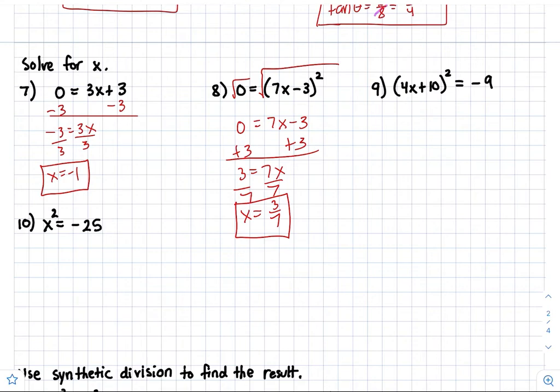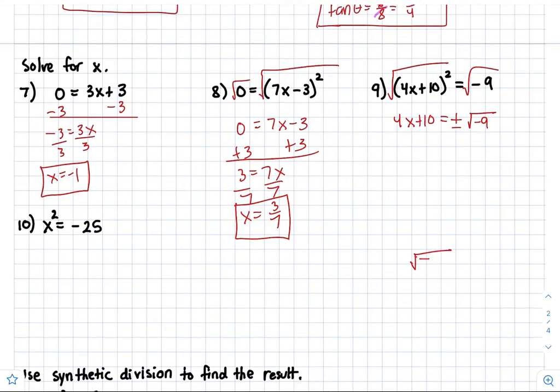Number 9. So we have to solve for x. So we gotta square root both sides, everyone, because we're trying to solve for x. So we got 4x plus 10 equals. Now remember, anytime you guys square root a variable to both sides, you have to have plus or minus. Now, if you guys forgot how to solve for this, I'll do this down here.